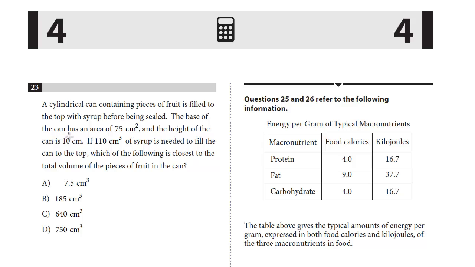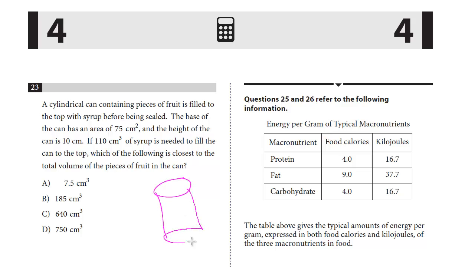The base of the can has an area of 75 square centimeters, and the height of the can is 10 centimeters. If 110 cubic centimeters of syrup is needed to fill the can to the top, which of the following is closest to the total volume of the pieces of fruit in the can? And so this is another formula you need to know. This is an additional topic in math question.